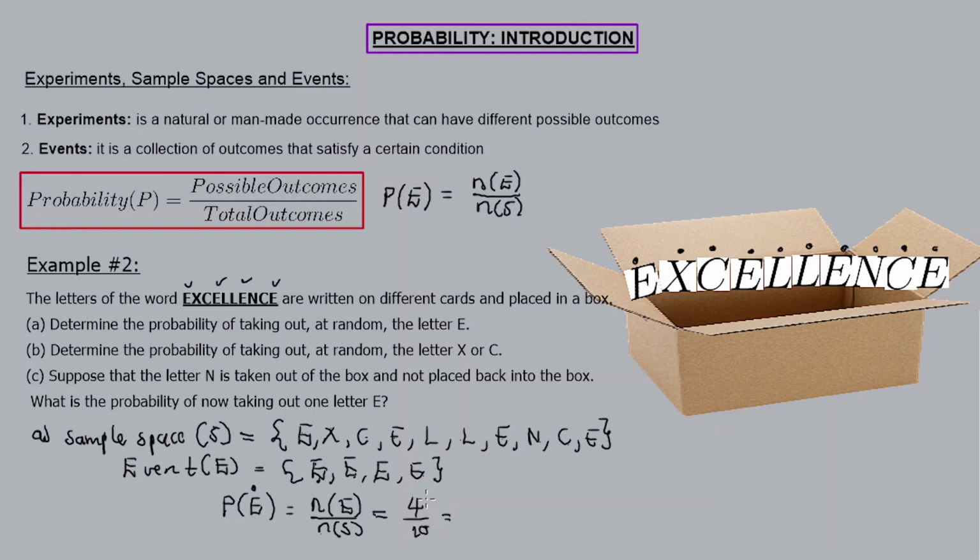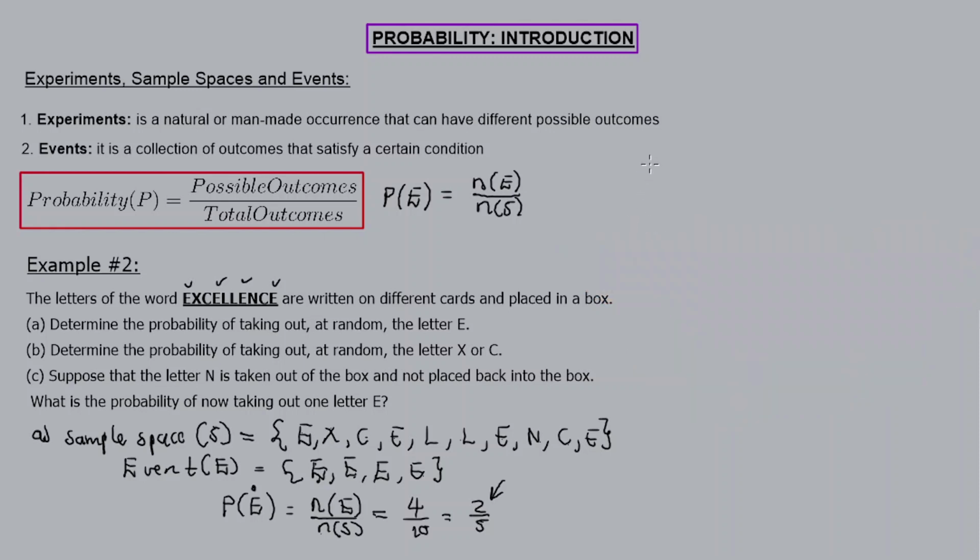So now you simplify further, it's 2 over 5, unless otherwise stated. Now, in a decimal point, we convert. If in a percentage, we multiply by 100. Now, B.